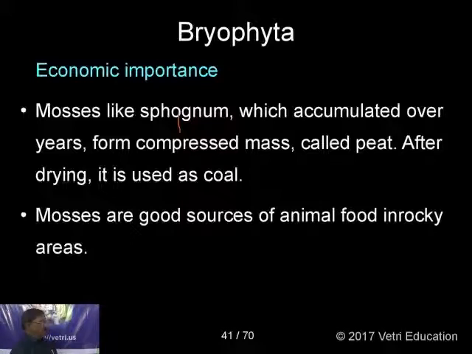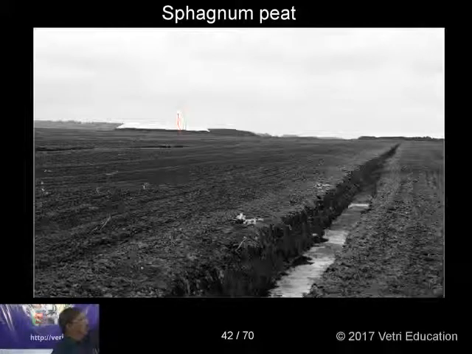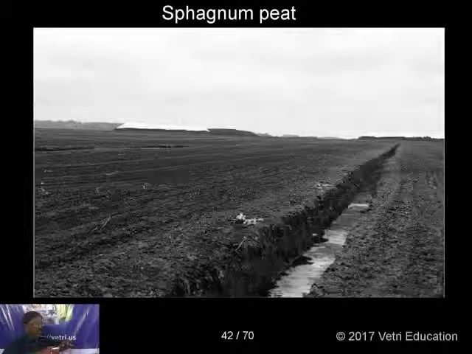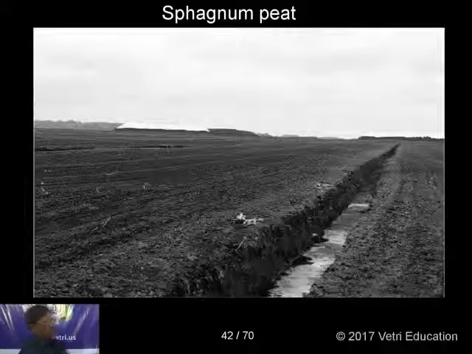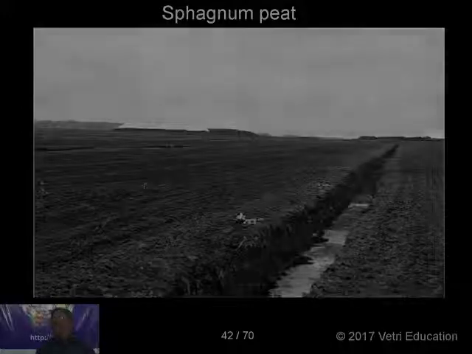Another thing, mosses are good sources of animal food in rocky areas, where some of the algae are used as food, animal feed or fodder. Regarding peat moss, here you can find this bog moss accumulated, forming a whole area of land as peat. So this peat, on firing, is used as coal to get energy. Okay. Thank you.